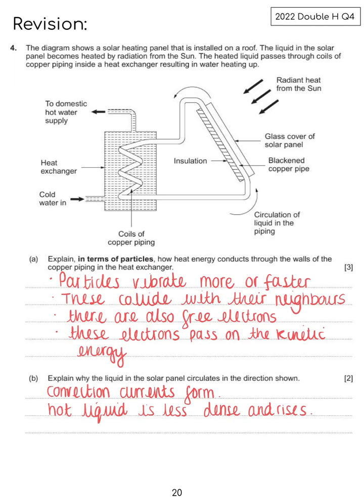This revision question is on heat transfer, and it's discussing how a solar panel works. So the first part, explain in terms of particles how heat energy conducts through the walls of the copper piping in the heat exchanger. The key word there is conducts. We're going to talk about conduction for 3 marks.